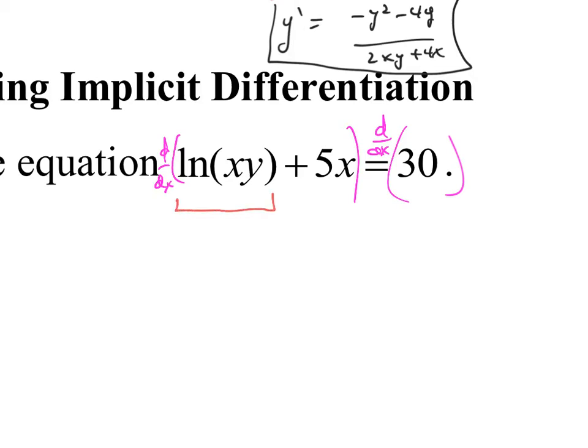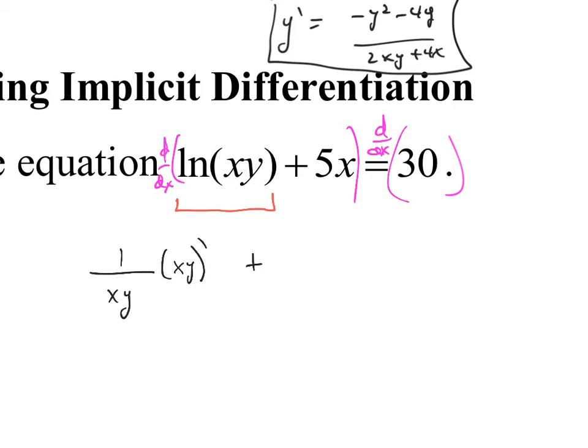Again, this first part's going to be nasty, the natural log of xy. Let's think about the derivative of natural log of xy. Well, the derivative of the natural log of anything would be 1 over whatever's on the inside times the derivative of the inside. Okay? Plus 5 times, and by the way, the derivative of the inside, that derivative of xy, that's going to require the product rule.